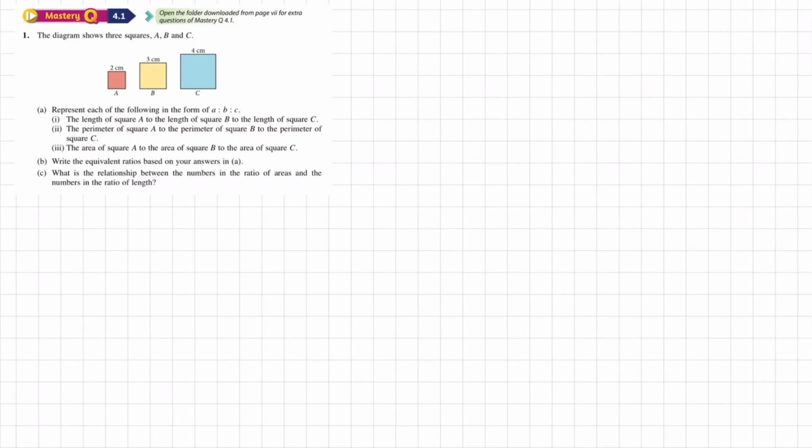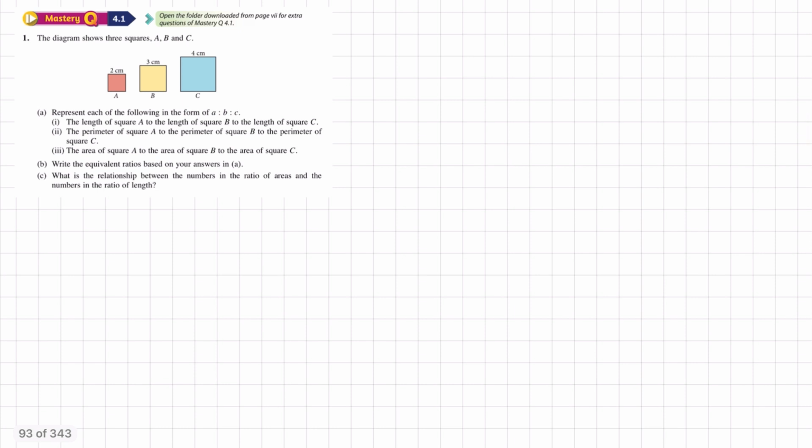Mastery Q 4.1. Okay, for A, it's told us to write the ratio for square A, B, and C, and for A1, we just need to write A is 2, 3, and 4. A2 wants the ratio of perimeter for each of the squares. So we need to calculate the perimeter first.